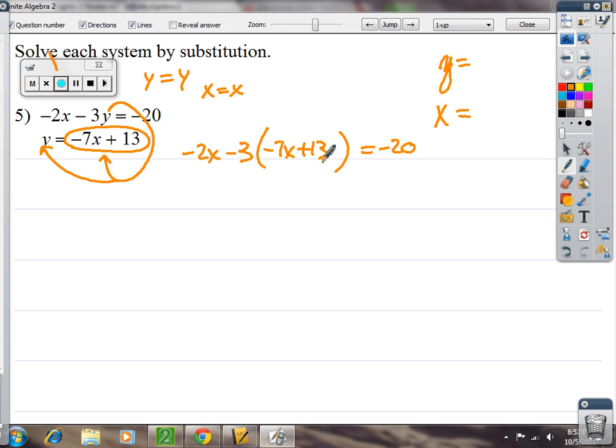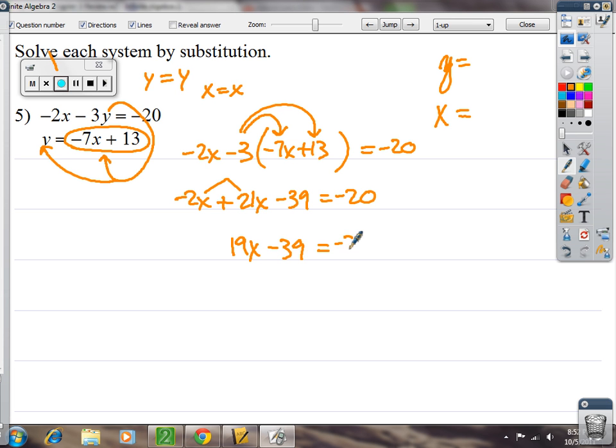Alright, now I've got an equation with just one variable and I can solve it. First I'm going to do the distributive property and multiply both those terms by negative 3. I bring the negative 2x down, and negative 3 times negative 7x is a positive 21x. Negative 3 times 13 is negative 39, and that's all equal to negative 20. Now combine like terms. Let me add up these x's, and I get 19x minus 39 is equal to negative 20.